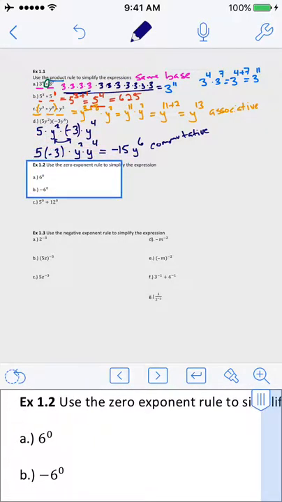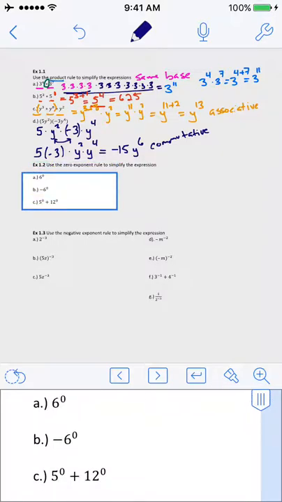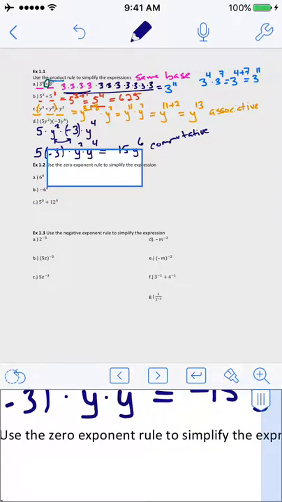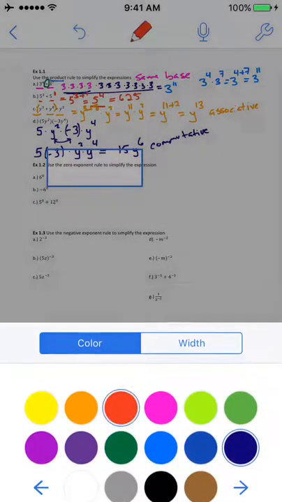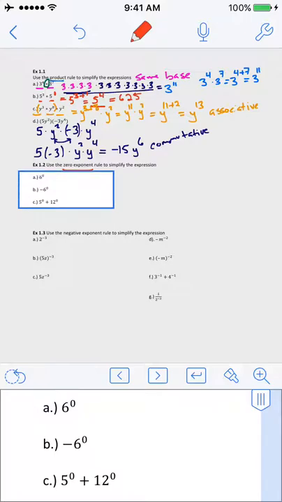Okay, example 1.2, using the zero exponent rule to simplify the expression. So this rule is slightly different, right? It involves a zero in the exponent. I know, big shocker, right? So the zero exponent rule says that when you have something to the zero power, anything to the zero power, it's equal to what? Anyone remember what it is equal to? Something to the zero power. Every single time it's equal to the same thing.